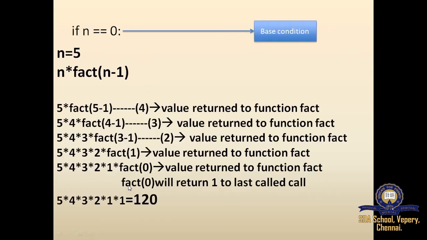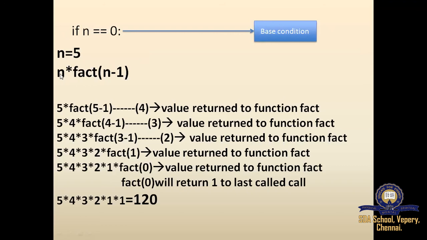Let me show this on the screen how it works. Let me take the value of n as 5. So that will be passed down to the user-defined function. So n equal to 0, condition is false. So it comes to else part. In else part, we are given like this: n into fact of n minus 1.